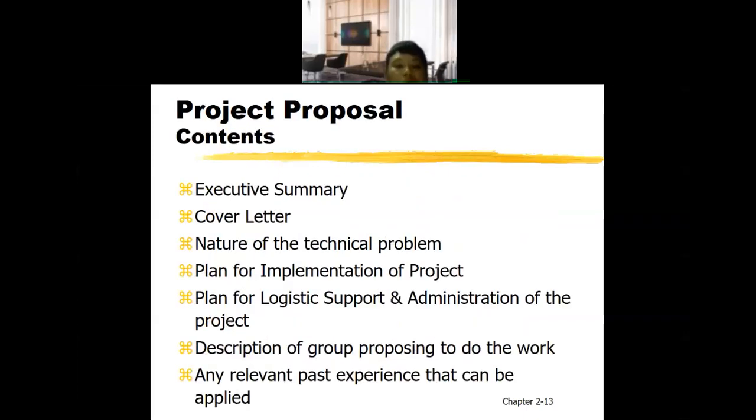So project proposal content: executive summary, where you need to summarize all of your proposal within a short paragraph, or we call it an abstract; cover letter; nature of the technical problem; plan for implementation of the project, like a Gantt chart timeline; plan for the logistic support and administration of the project; description of the group proposing to do the work; and any relevant past experience that can be applied.